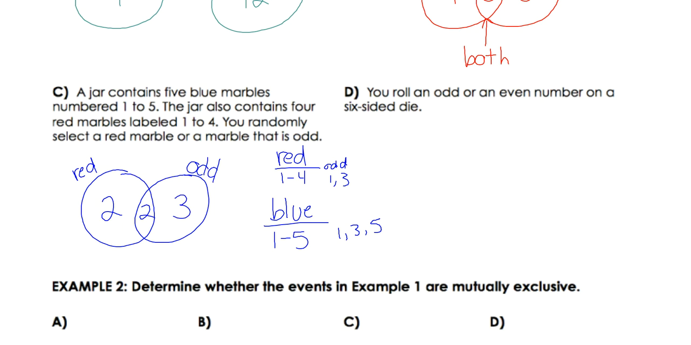Example D: you're rolling an odd or an even number on a 6-sided die. When we think about a die, we remember that we have the numbers 1 through 6 on a die.